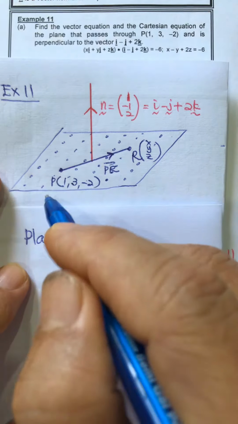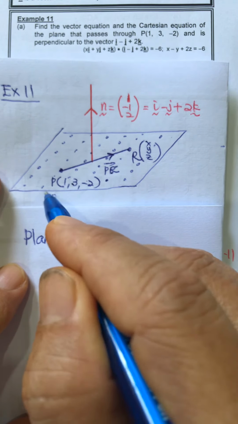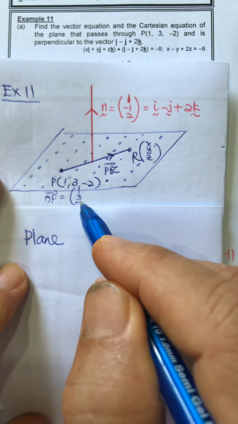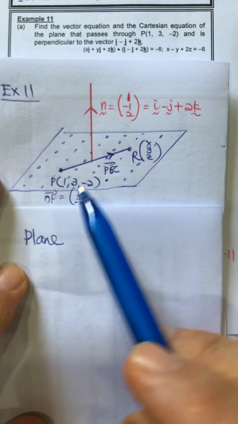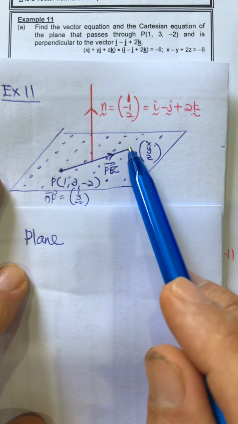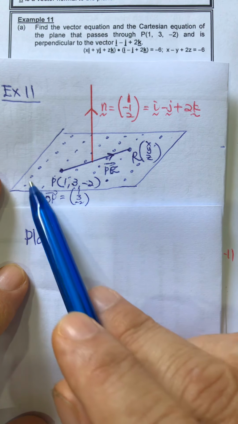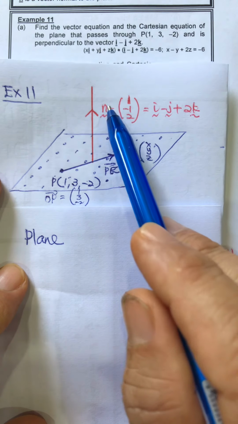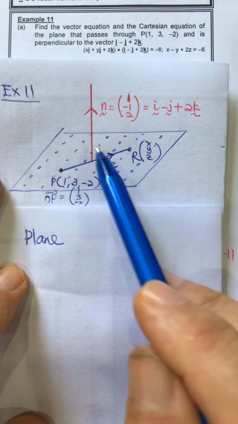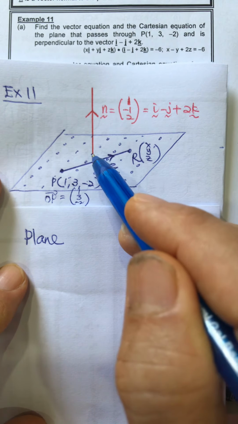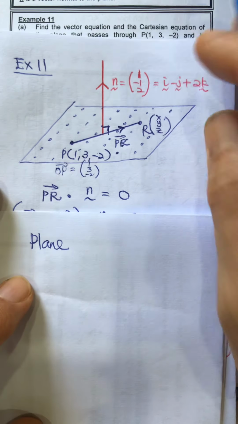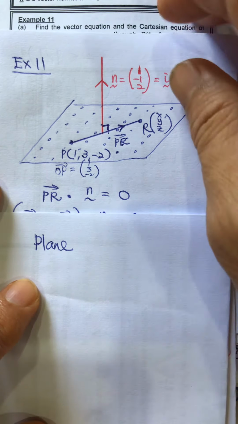Or this is OP, the position vector OP. You should write it like this: (1, 3, -2). Okay, so actually then you just choose any point here, any point as (x, y, z), call it R. So PR dot with N should be 0 because they are perpendicular. So you see, PR dot with N is 0.